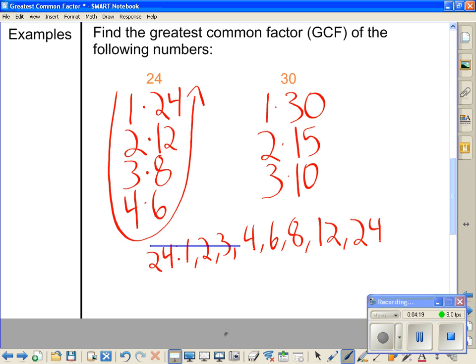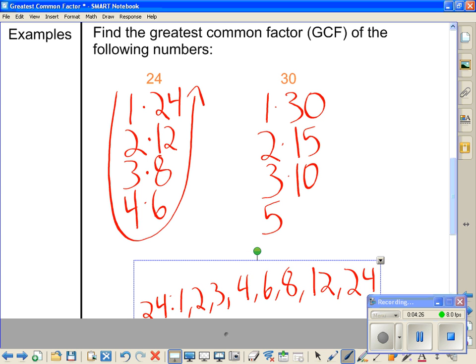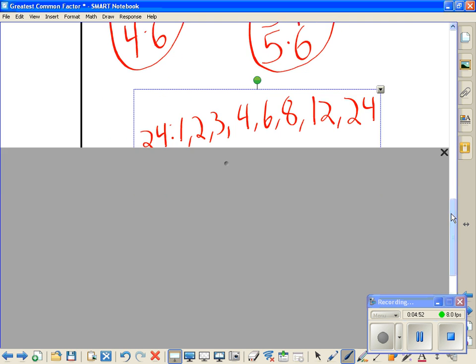I need to move this out of the way here. 5 times 6 gives you 30. How about 6? Can 6 go into 30? Yes, we already have it, so we can draw our U. Now on the bottom, I'm going to list my factors.